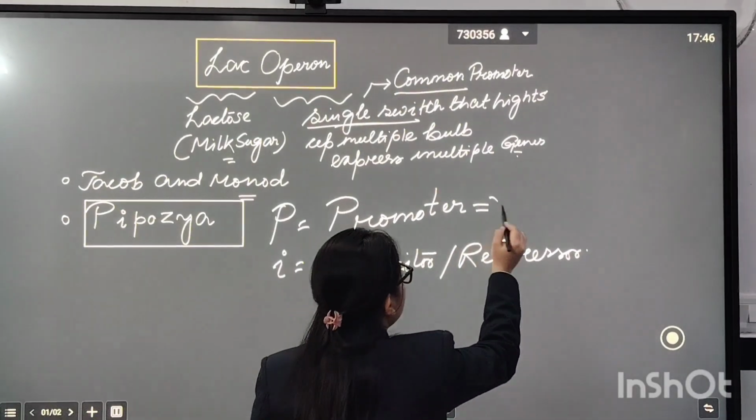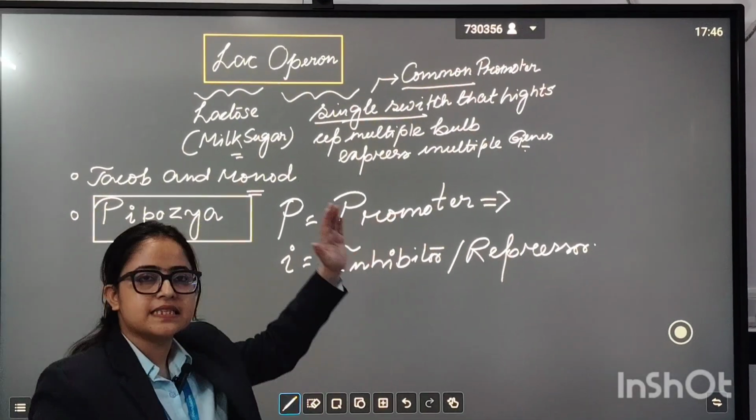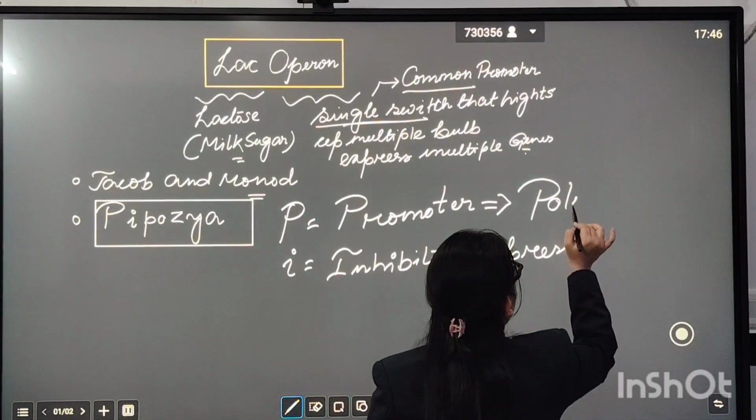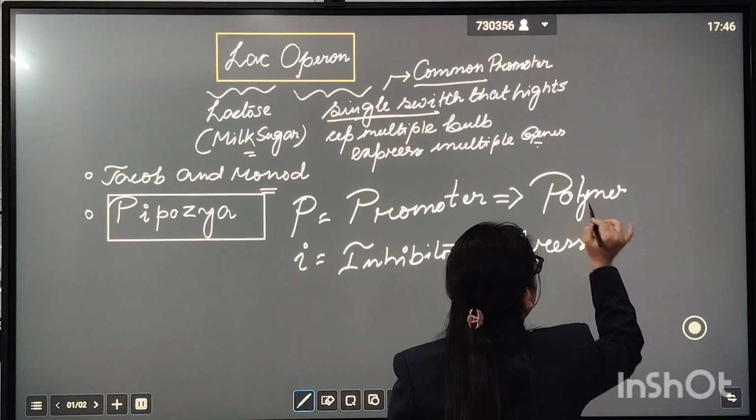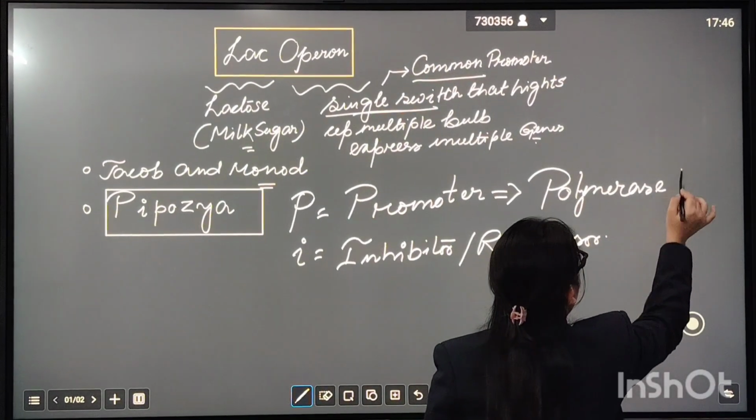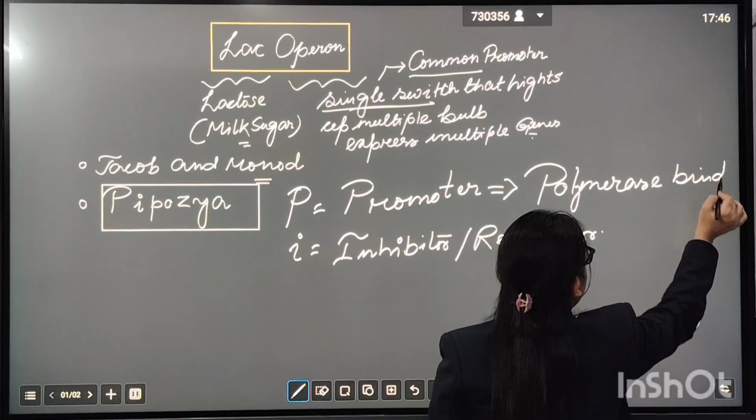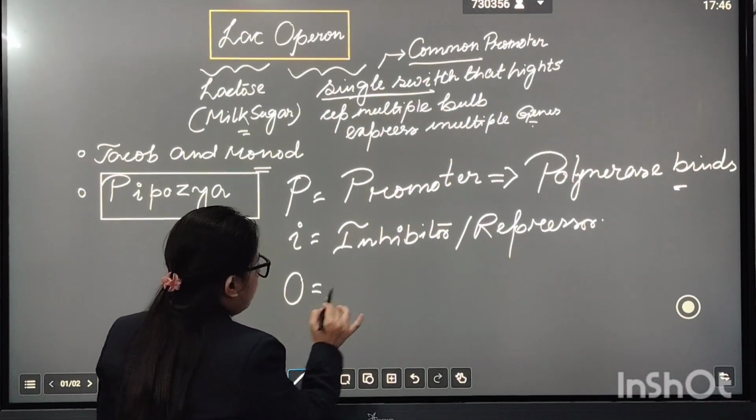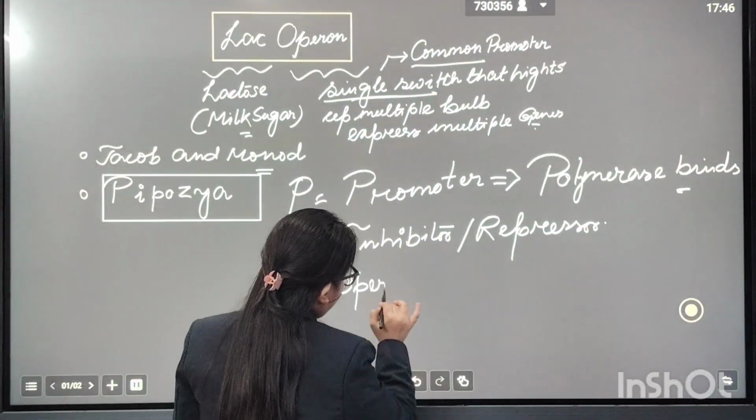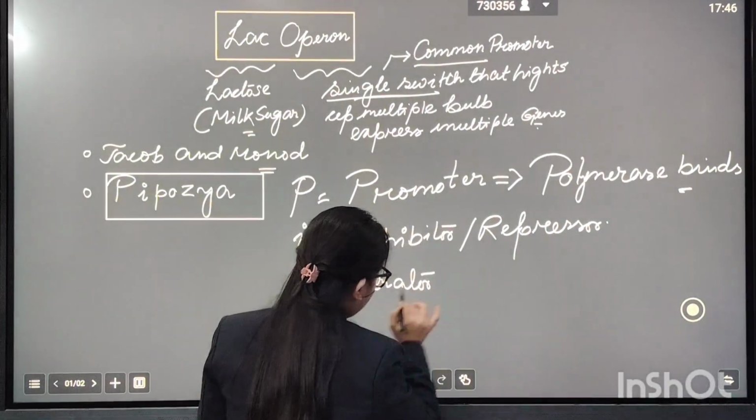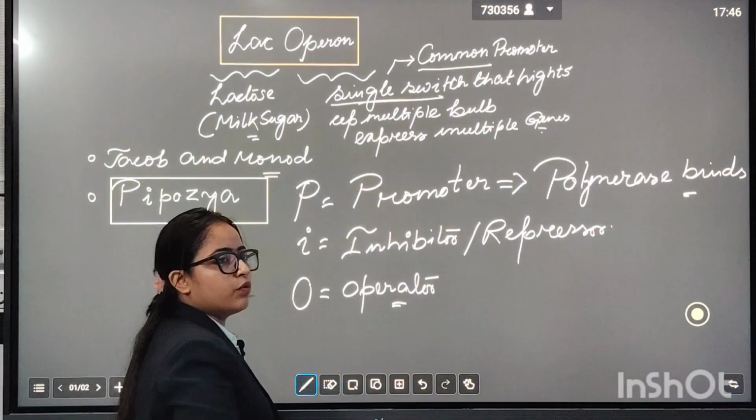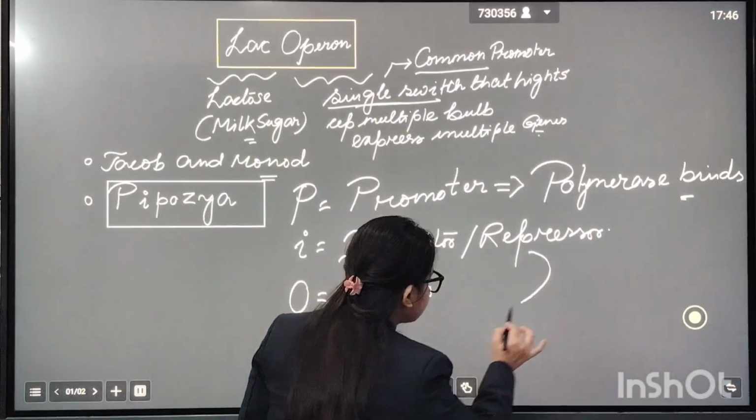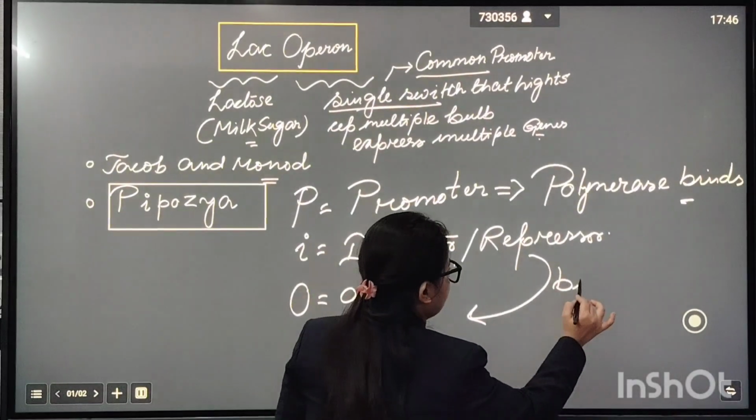A promoter, what is a promoter? A promoter is a sequence where RNA polymerase binds. Alright? O stands for operator. What is the role of this operator sequence? Operator sequence is such a DNA sequence where the repressor protein binds.